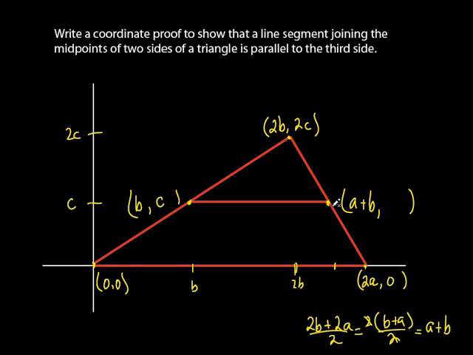How far up did you go? Well, you went up the same distance as you did over here. All right, so you went up the same distance, and that would be c. So that's your point right there. I'm going to erase this just to make this look a little nicer.